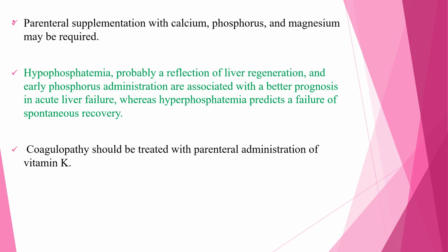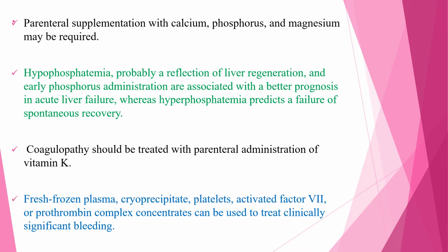Coagulopathy should be treated with parenteral administration of vitamin K. Most of the time the coagulopathy in acute liver failure is not corrected by vitamin K, and we have to give fresh frozen plasma, cryoprecipitate, platelets, and activated factor 7 or prothrombin complex concentrates, which can be used to treat clinically significant bleeding.